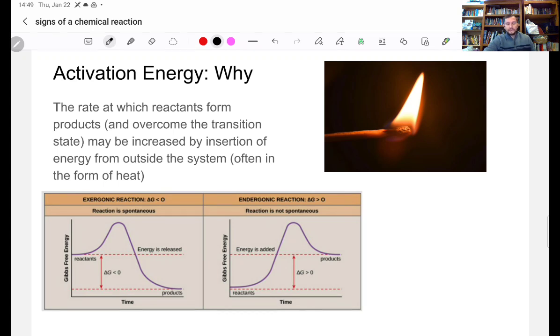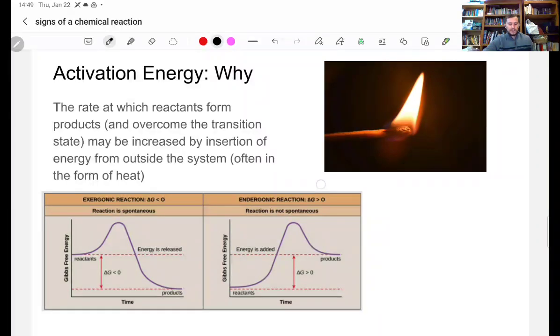And so a match is an example of this. Like when you put fire on the alcohol that's on a paper bill, for example, you make the alcohol burn, and you're providing activation energy with the match or the lighter at the beginning.